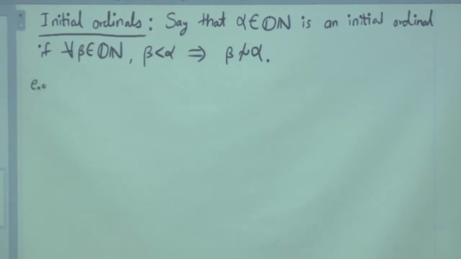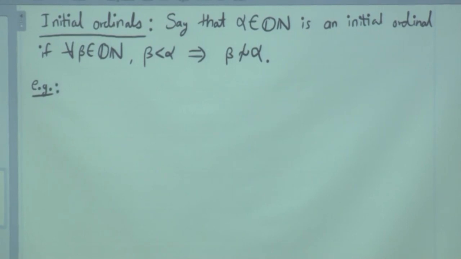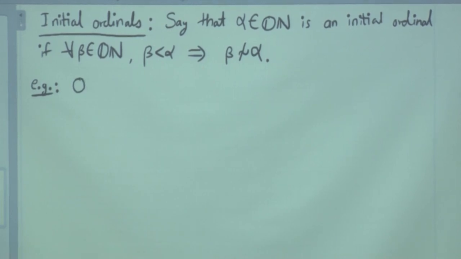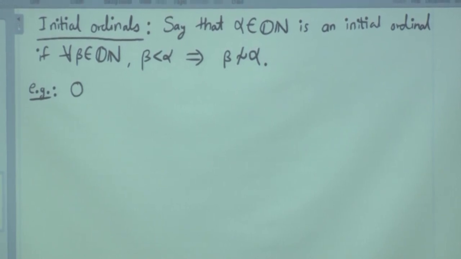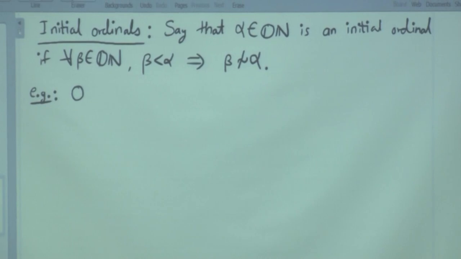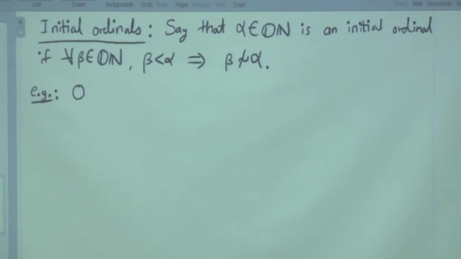Okay, so for example, 0 is initial. What is less than 0? Nothing. So therefore, well, this property is automatically true. For all beta less than alpha, the conclusion holds because there is no such beta. What about 1? 1 also, the property is true.